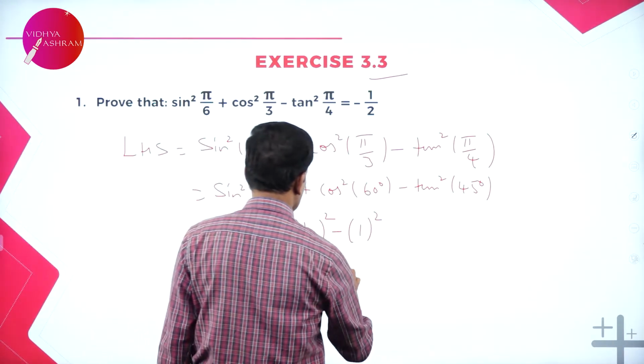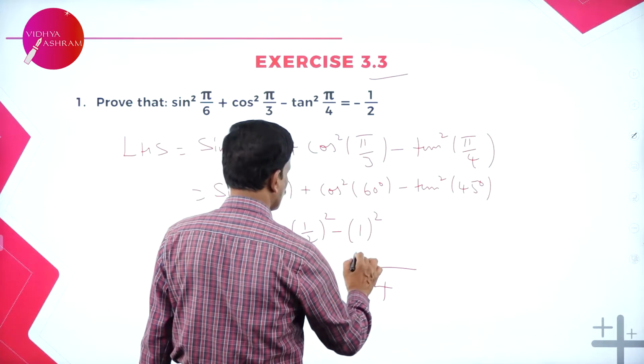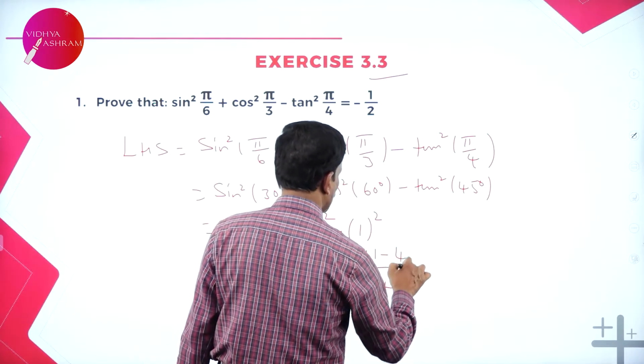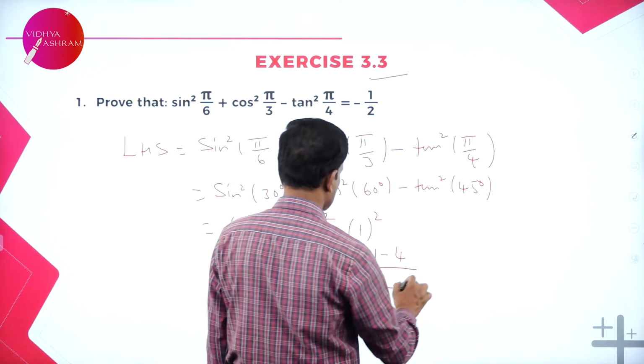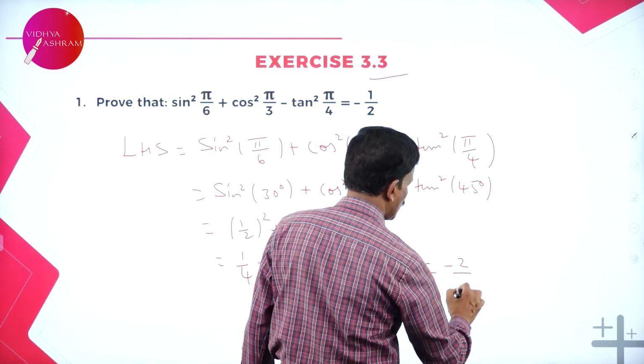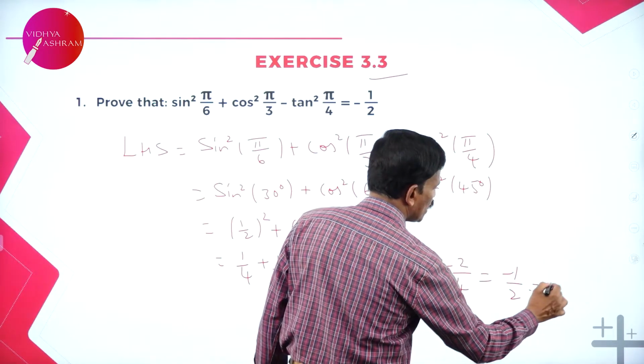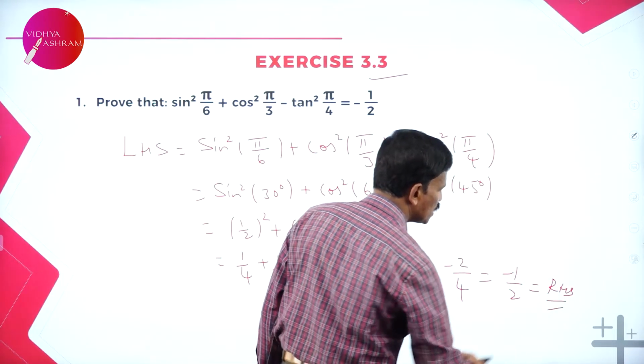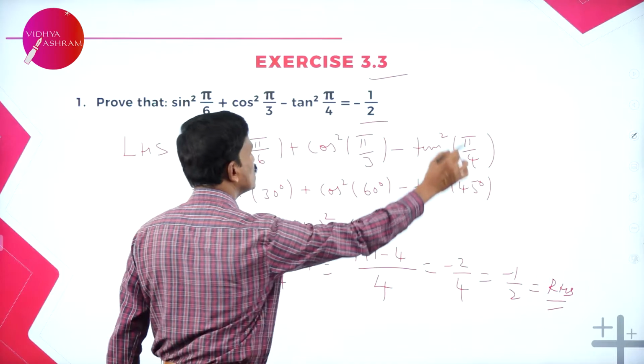Take LCM. 4 is the LCM. 4 gets cancelled. 1 plus 1 minus 4. So what is this equal to? 1 plus 1 is 2, minus 4. 2 minus 4 is minus 2 by 4. That's equal to minus 1 by 2, which is the required answer. That is minus 1 by 2.